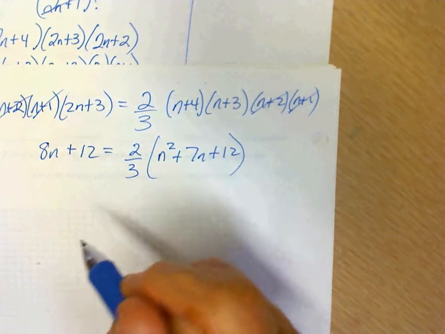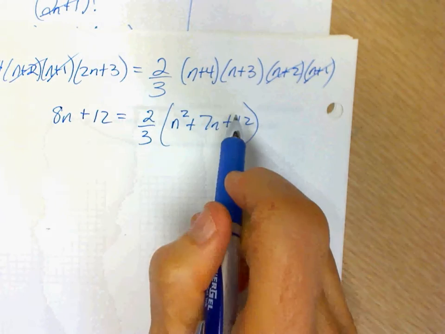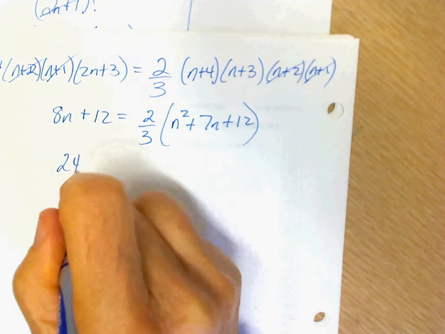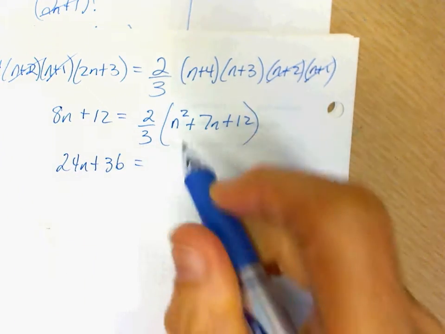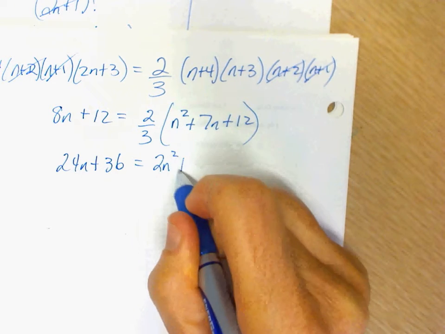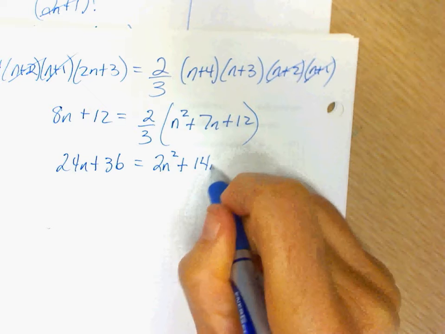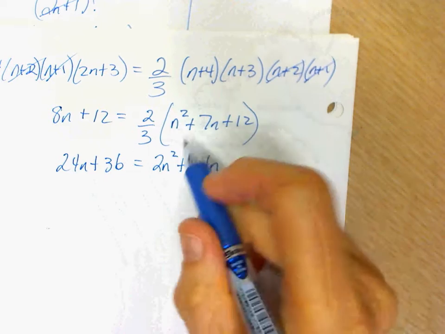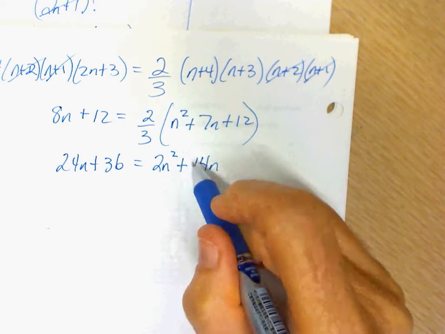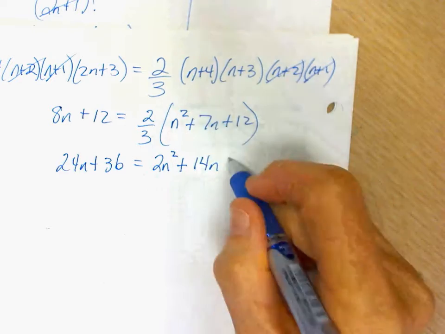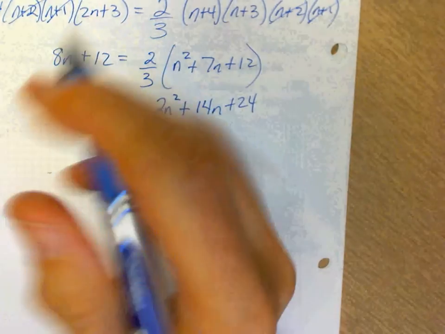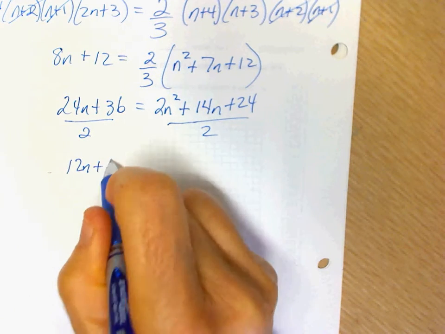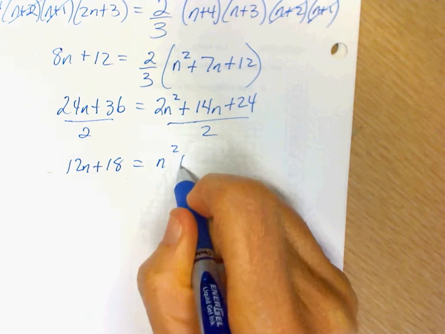So why don't we multiply both sides by 3? That means we'll have 24n plus 36 equals 2n squared plus 14n. We should divide both sides by 2, but that's okay. We can do that later. 2n squared plus 14n plus 24. Notice we can divide everything by 2. Let's do that to avoid headache. That's 12n plus 18 equals n squared plus 7n plus 12.